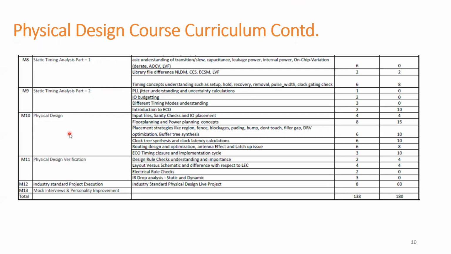In module 10, complete physical design will be covered. Starting from input files and sanity checks, IO placement, floor planning, power planning, and placement, and the optimization techniques, and the strategies like region fence, blockages, padding, bump, and don't touch attributes, filler gaps, DRVs, and buffer tree synthesis. High fan-out synthesis also will be covered as a part of physical design.